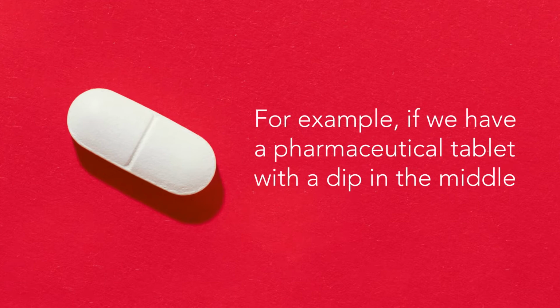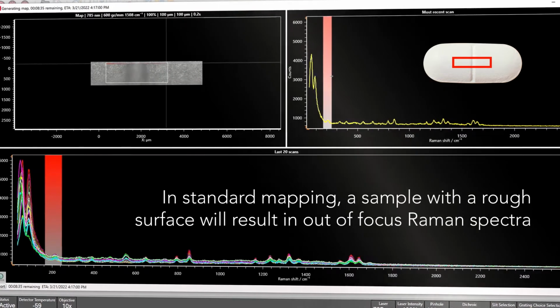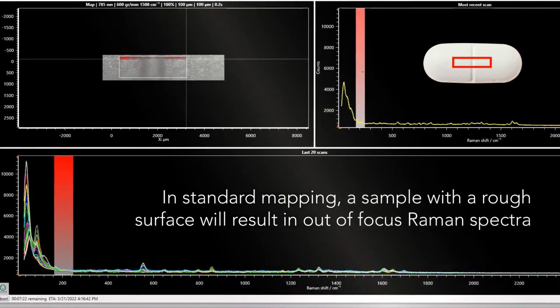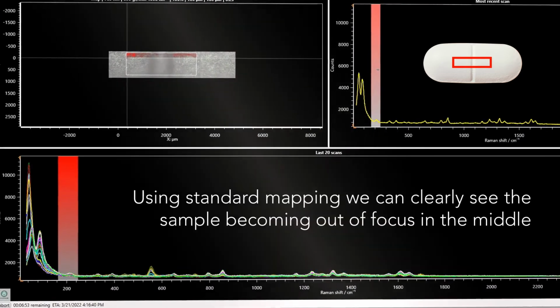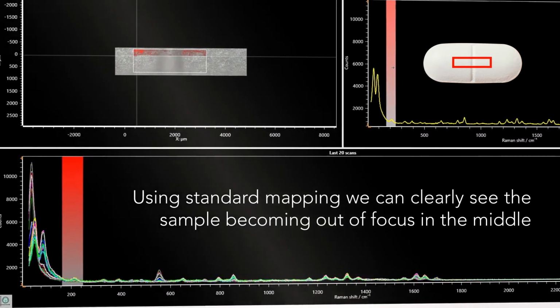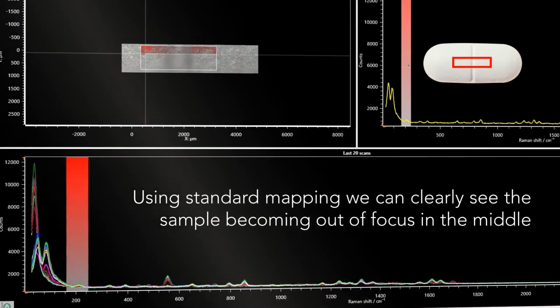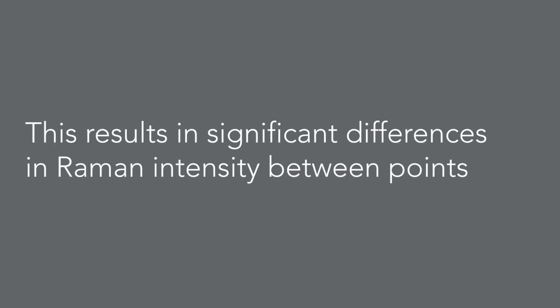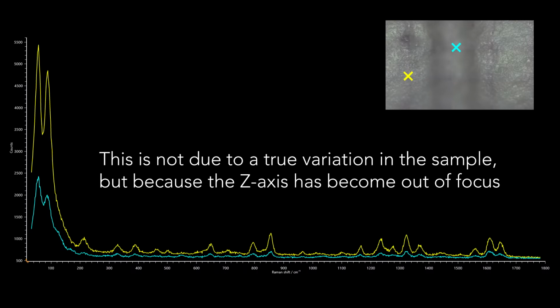In this software highlight, the example we've chosen to discuss is a pharmaceutical tablet with a dip in the center. As we use standard mapping on this sample, Raman spectra are obtained from both the in and out of focus regions. We can clearly see from the white light image that the center of the tablet is not focused. The result of this is our Raman spectra will show significant differences in intensity when we measure these out of focus regions. In fact, in this sample, over half the Raman intensity is lost when we measure those out of focus Z points.